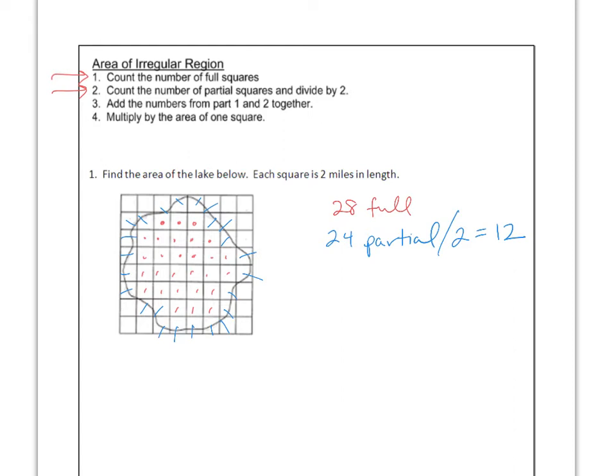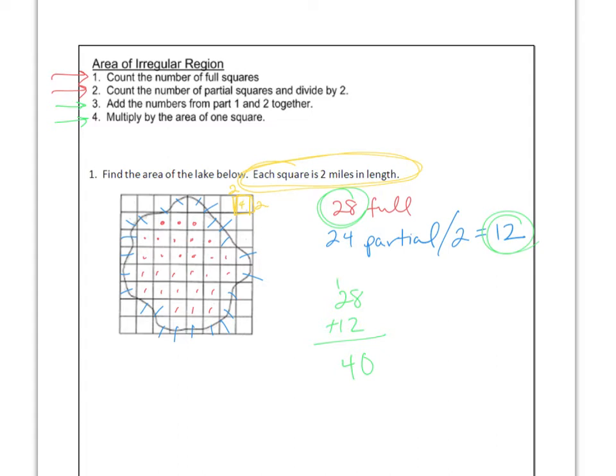All right, step number 3. Now we're going to add the numbers from parts 1 and 2 together. So we're going to take 28 and 12, and we're going to add 28 plus 12. And let's see here, it looks like we get 40. And then step number 4 is we are going to multiply by the area of 1 square. So if you go back to the instructions here, it says each square is 2 miles in length. So think about one of these squares up here. That means it's going to be 2 miles by 2 miles. So what's the area of the square? It's 4. 2 times 2.